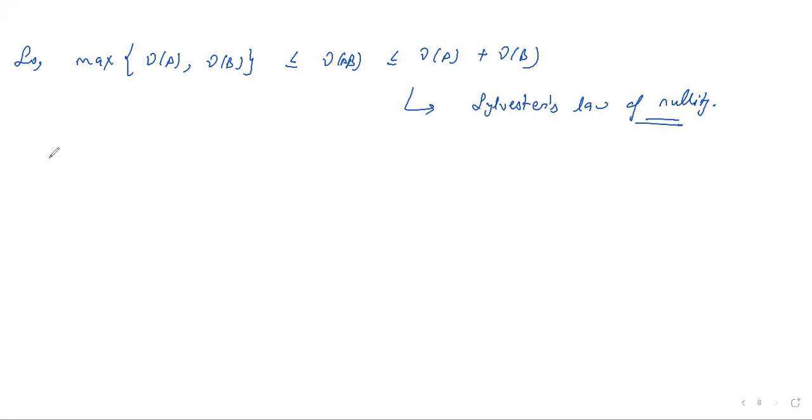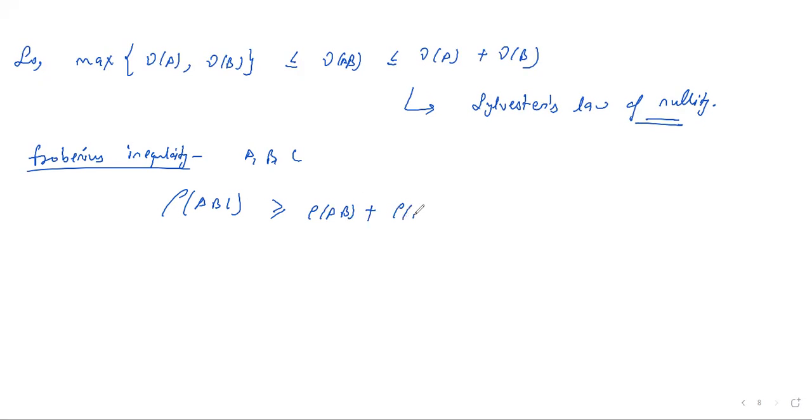Now there is one more, which is the Frobenius inequality. In this inequality, we have three matrices, let's say A, B, and C. We say that rank of ABC is greater than or equal to rank of AB plus rank of BC minus rank of B. This is my Sylvester's inequality.